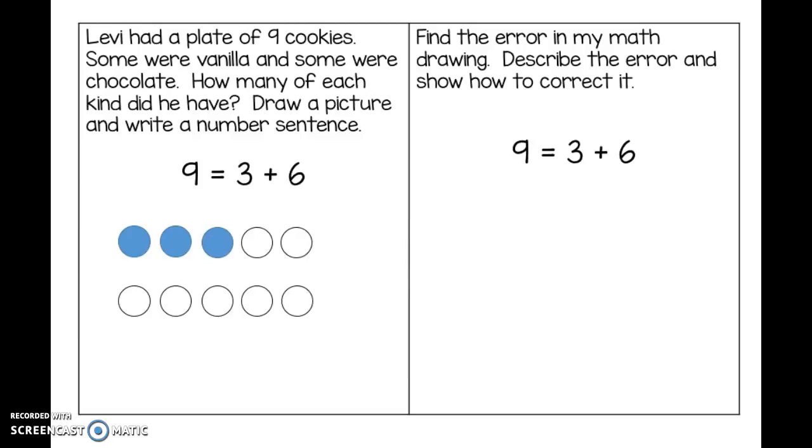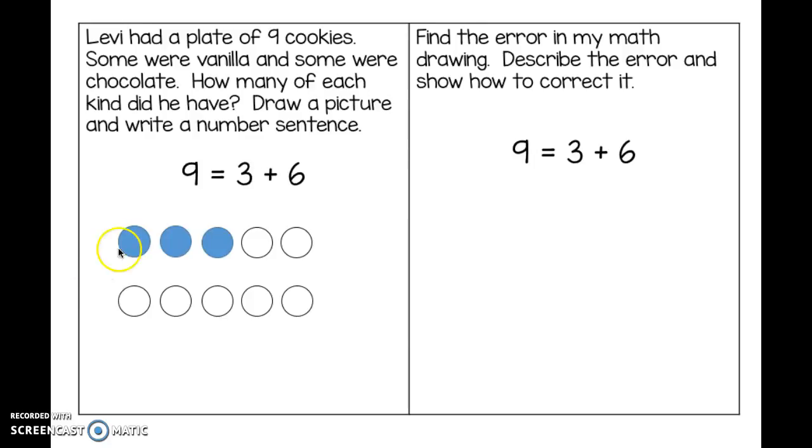Levi had a plate of 9 cookies. Some were vanilla and some were chocolate. How many of each kind did he have? Draw a picture and write a number sentence.